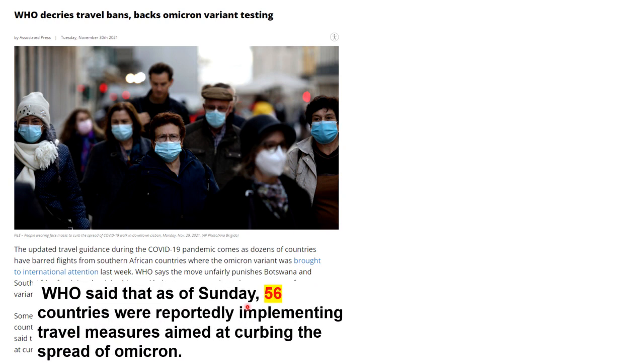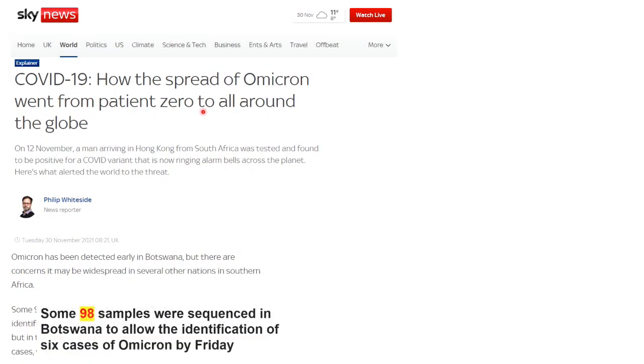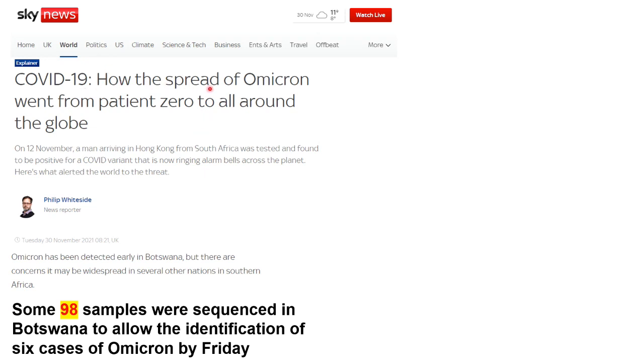Of course, I'm just making it look a little bit bigger so you can see it. And we've got 56 for 7 times 7 for 49 plus 7 for 56. So there's our 777 code again. And here we've got another one here. How the spread of Omicron went from patient 0 to all around the globe.